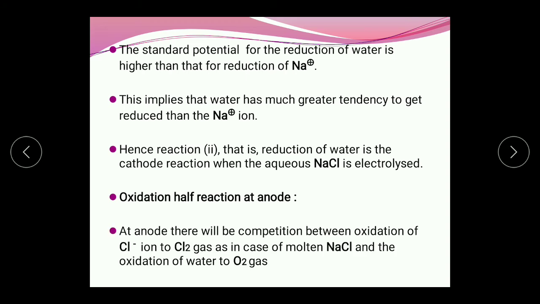So we'll see that at the anode there will be competition between the oxidation of Cl- ion to chlorine gas, as in case of molten NaCl, and the oxidation of water to oxygen gas. That is the second reaction taking place at the anode. The first reaction is the same that we have seen in case of molten NaCl: 2Cl- gives Cl2 and 2 electrons. Why is the coefficient 2 taken here? We just want 2 electrons to be removed. Why? Because 2 chlorine atoms come together to form a chlorine gas molecule.